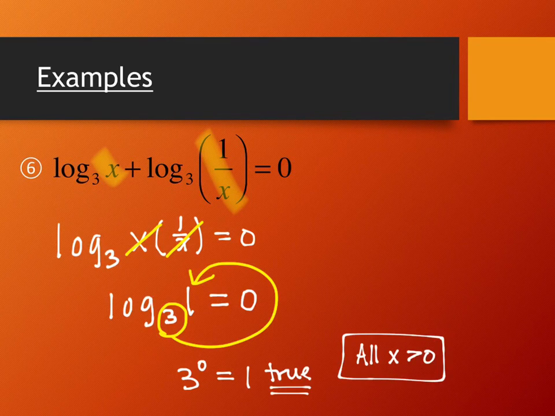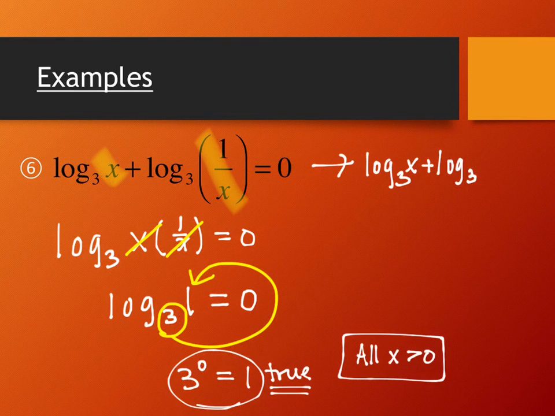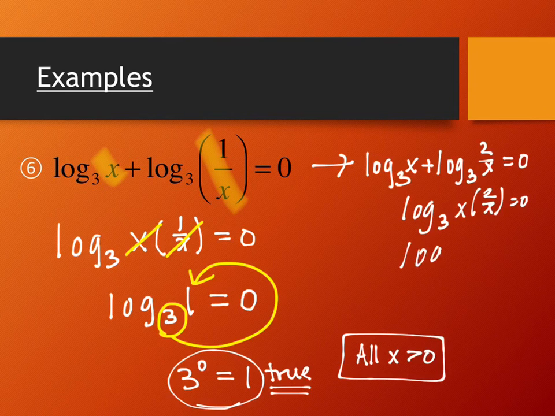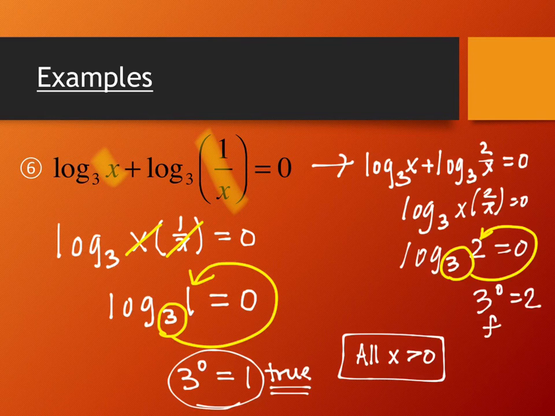Now, what would have happened down here if this statement had not been true? Let's say I did the same problem, but instead of having what I have here, this is log base 3 of x, I had plus log base 3 of 2 over x equals 0. And as I consolidated them, log base 3 of x times 2 over x equals 0. I ended up with log base 3 of 2 equals 0. And I rewrote this problem, and it ended up saying 3 to the 0 equals 2. So this is actually a false statement, right?